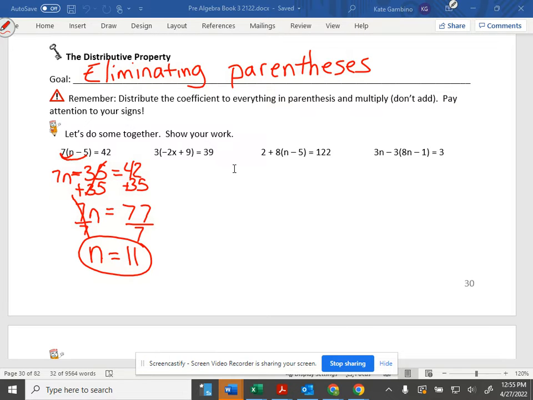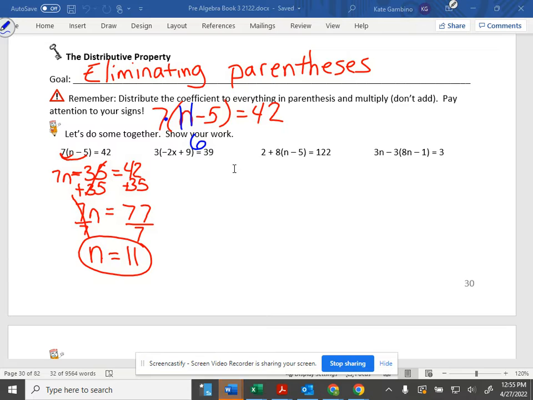What would be a way to check if your answer is correct? What could you do, Colin? Put the number that you get in for n. So if my equation is 7 times the quantity n minus 5 equals 42, I'm going to put an 11 in for my n. First I do inside the parentheses, 11 minus 5 is 6. 7 times 6, because outside of the parentheses means you're multiplying. 7 times 6 equals 42.